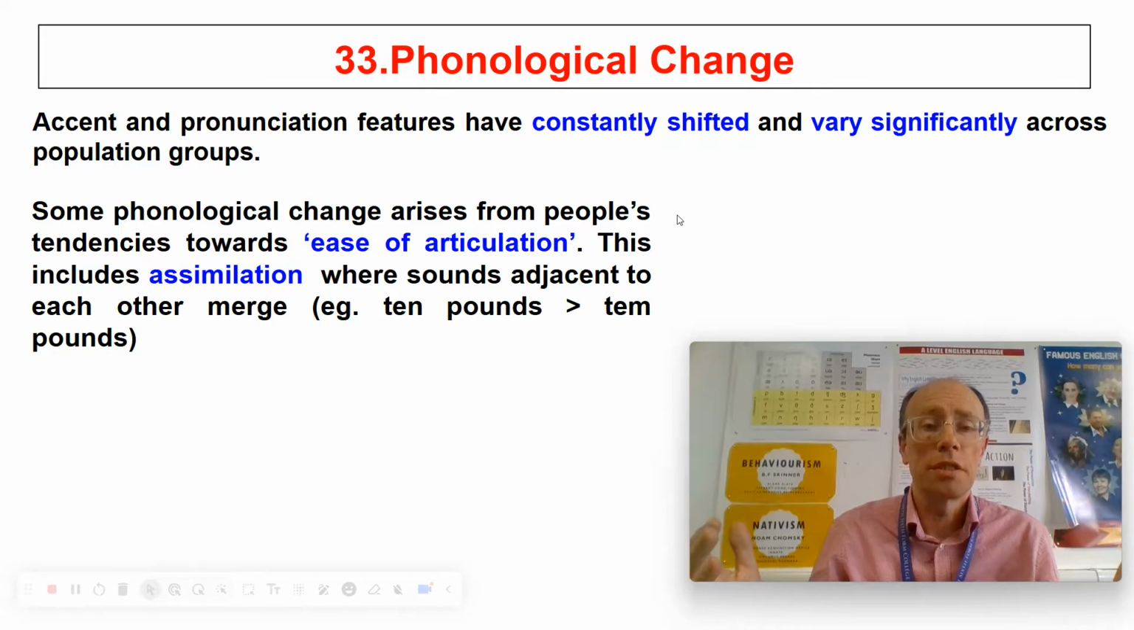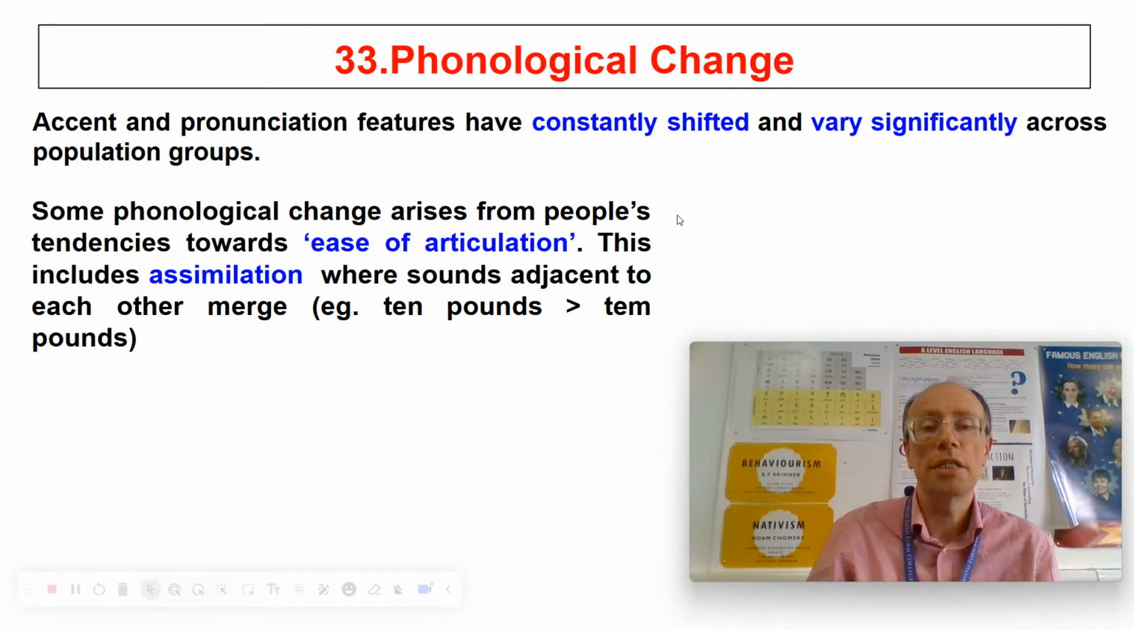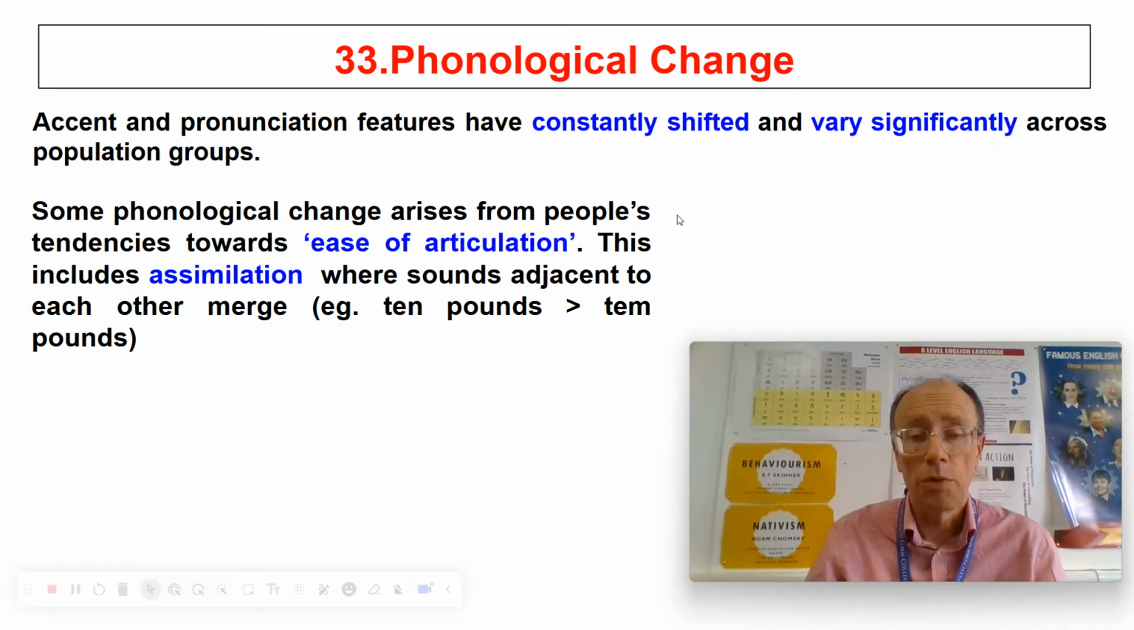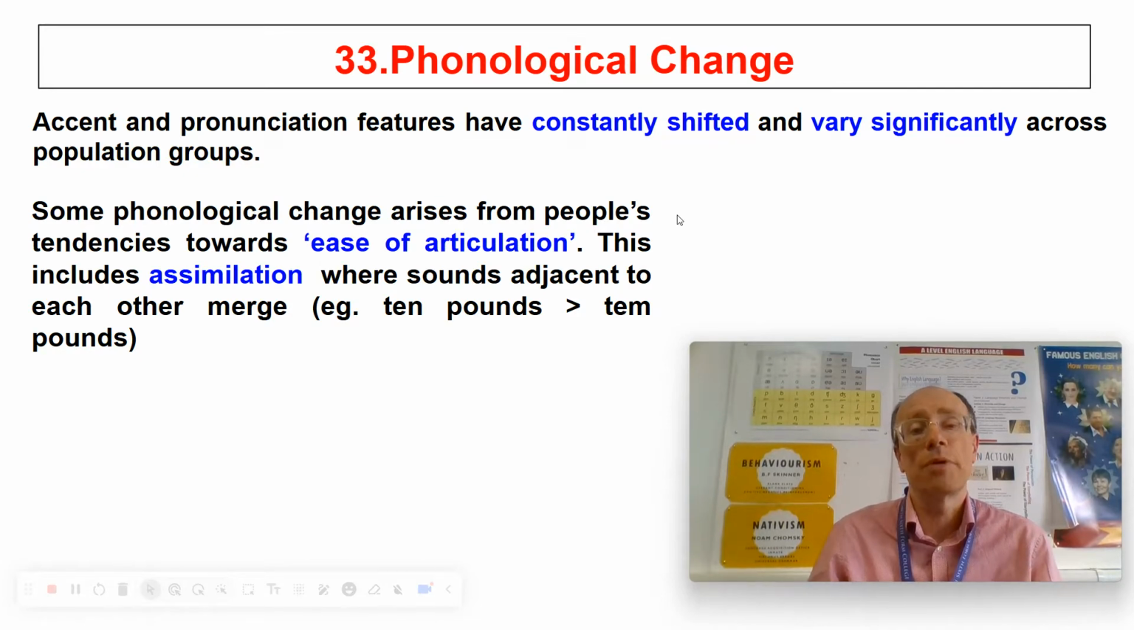Why does phonology change over time? Well, sometimes it's to do with ease of articulation. People have this tendency towards ease of articulation because after all we are speaking very quickly. Linguists reckon that we speak at an average of 3 words per second. So ease of articulation, and within that you've got this concept of assimilation.